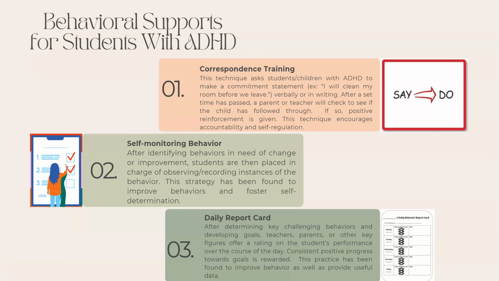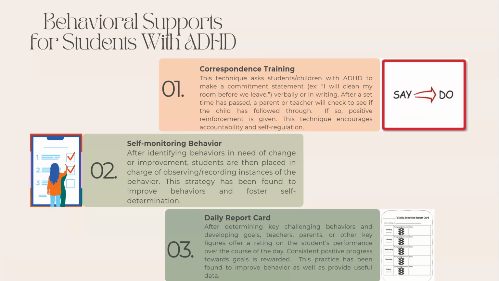Now, as impulsivity is a part of the ADHD galaxy of symptoms, we want to make sure that we're providing appropriate behavioral supports. So here are 3 that are research-based. First, correspondence training. This technique asks students or children with ADHD to make a commitment statement, such as, "I will clean my room before we leave," and they'll do that either verbally or sometimes in writing. After a set time has passed, a parent or teacher will check to see if the child has actually followed through on that commitment statement. If so, positive reinforcement is given. And this technique encourages accountability and the ability to self-regulate.